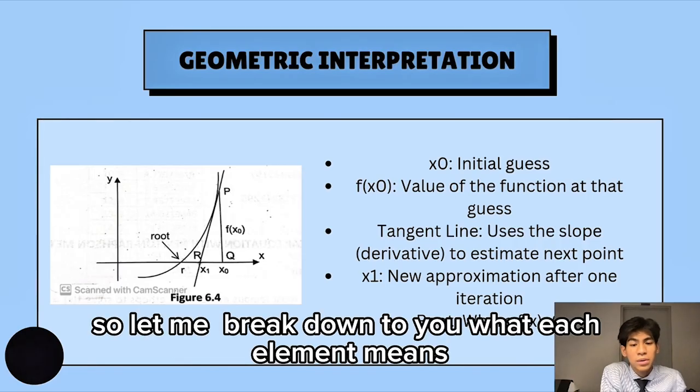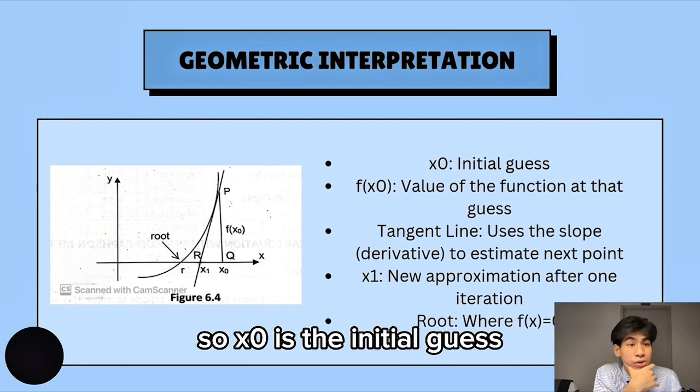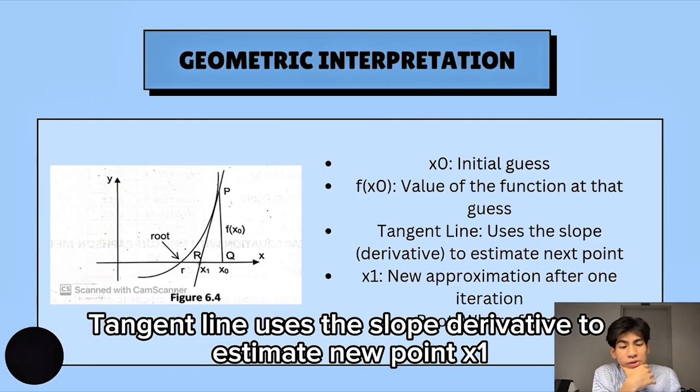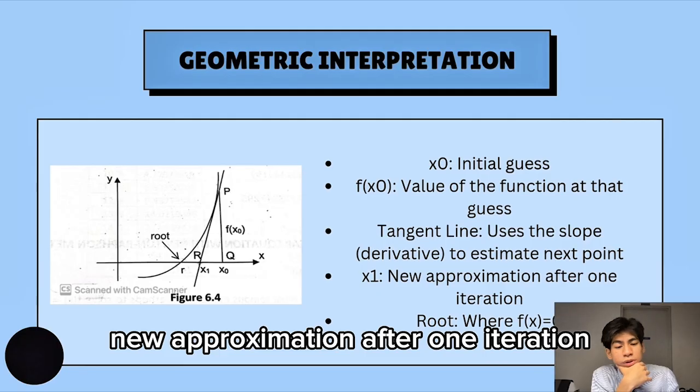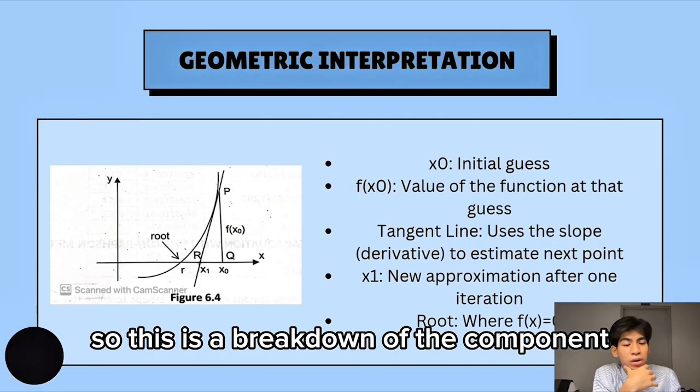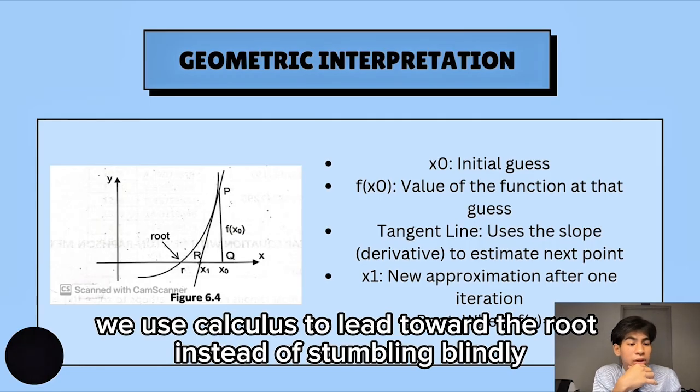So let me break down for you what each element means. x0 is the initial guess, f of x0 is the value of the function at that guess. Then the line uses the slope, the derivative, to estimate a new point, x1, the new approximation after one iteration. A root is where f(x) is equal to 0. So this is a breakdown of the components. With each iteration, we use the calculator to leap toward the root instead of stumbling blindly.